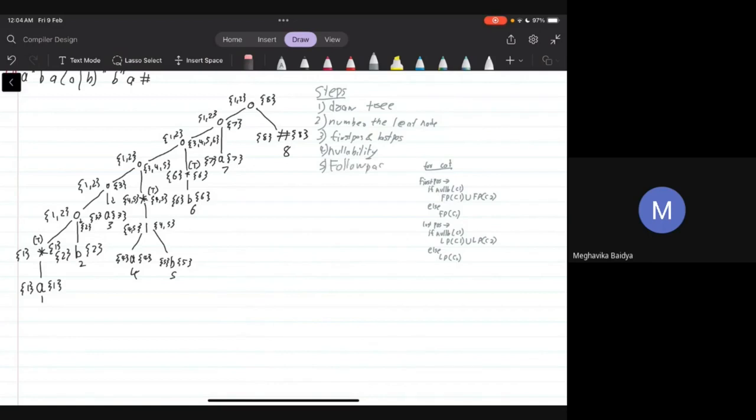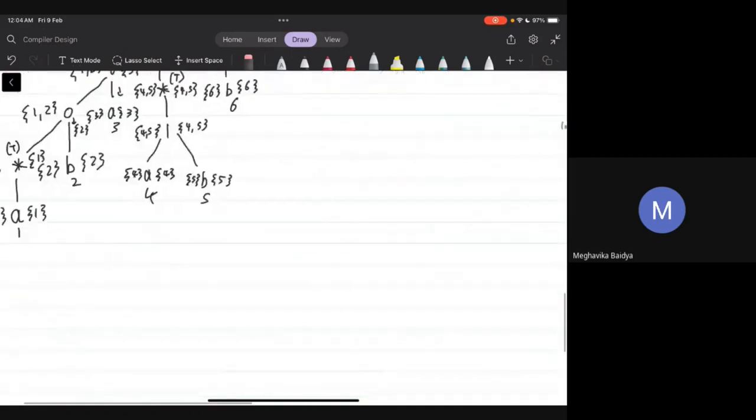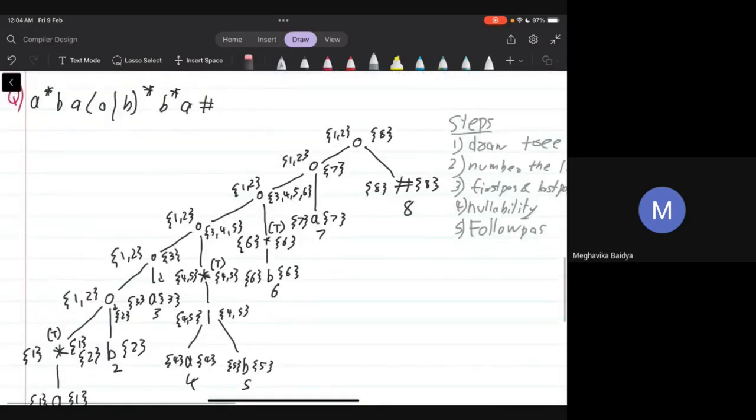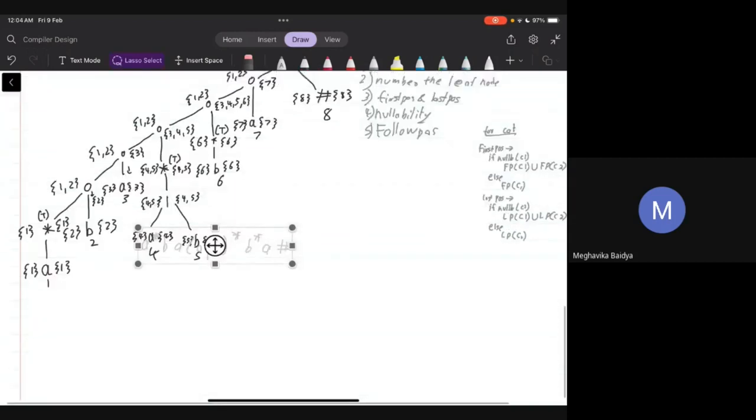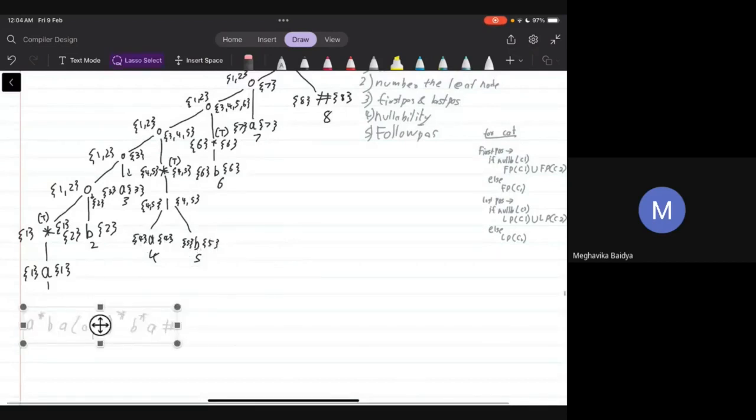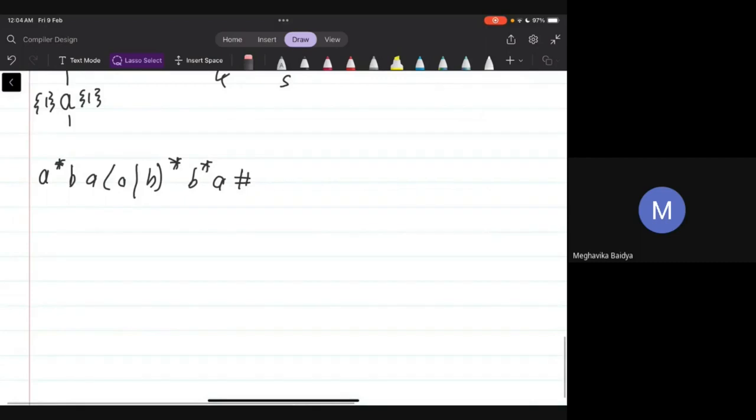So for follow pos, you have to write a table. I'll explain this. You have to first write the same expression below. I'll just copy paste it below here. And then you write a table for the node followed by follow pos.